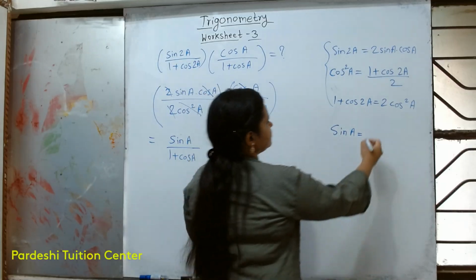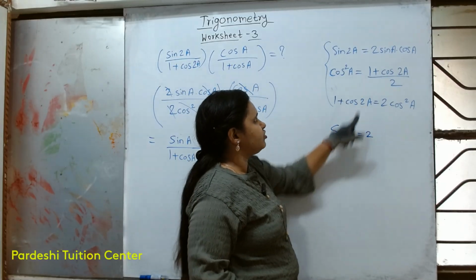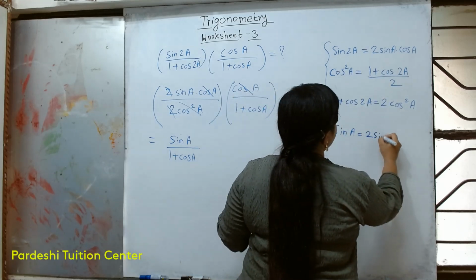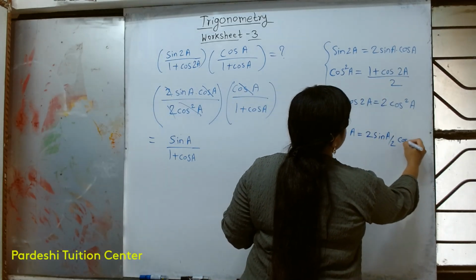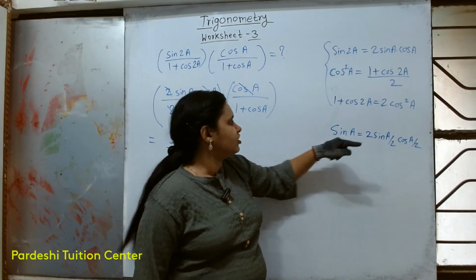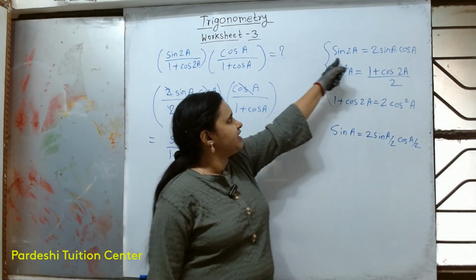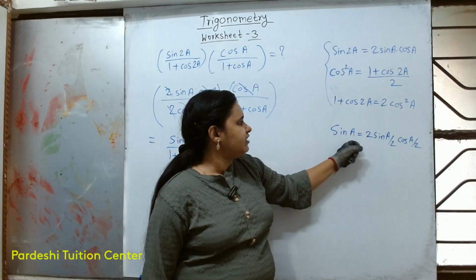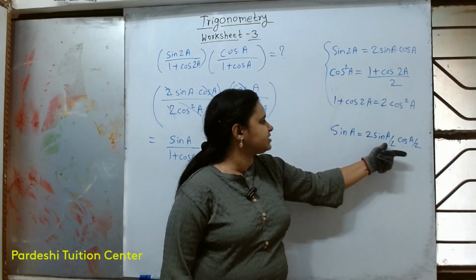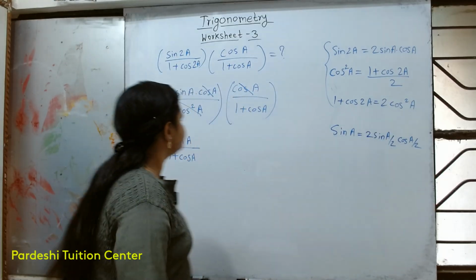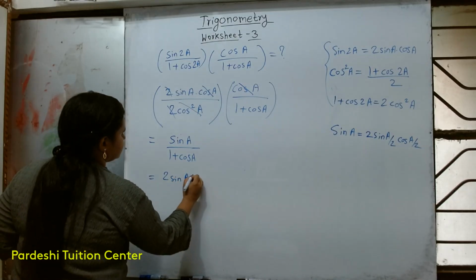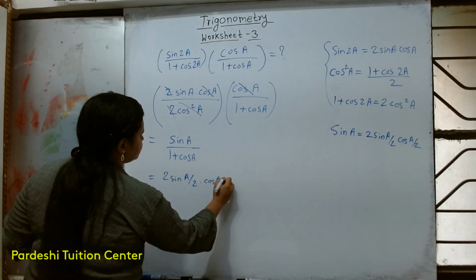So the angle is halved, so we will also take the half of this, A by 2. So it will be 2 sin A by 2 cos A by 2. Okay, we can also learn it, or you can calculate from this. Here the angle was double, we have halved, so the angle on the right hand side will also be halved. So sin A will be 2 sin A by 2 into cos A by 2.